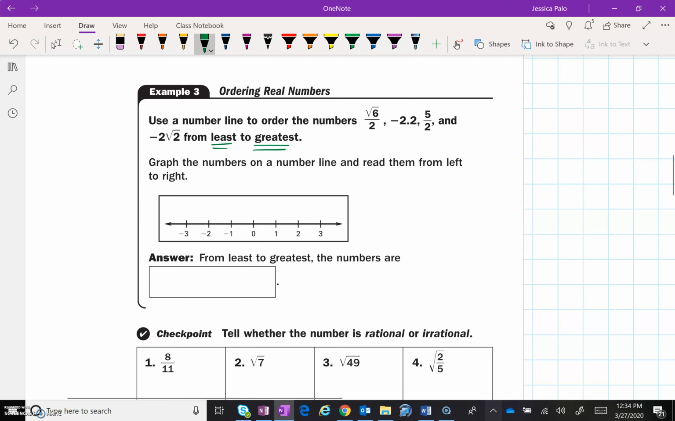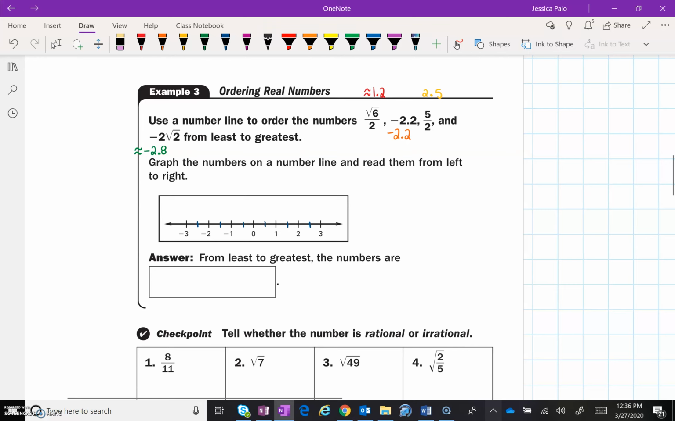So let's find the decimal values. Okay, here we go. Radical 6 over 2 is irrational. It is approximately 1.22, but that decimal went on forever and ever. And actually, I'm going to bring it to the tenths place. So approximately 1.2. Negative 2.2 is already in decimal form, so we're going to keep that as negative 2.2. 5 over 2 is exactly 2.5. And negative 2 times radical 2 is approximately negative 2.8. This was irrational. I rounded to the tenths place.